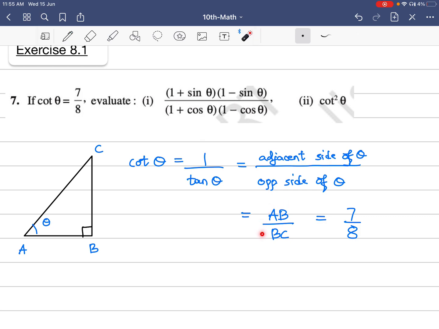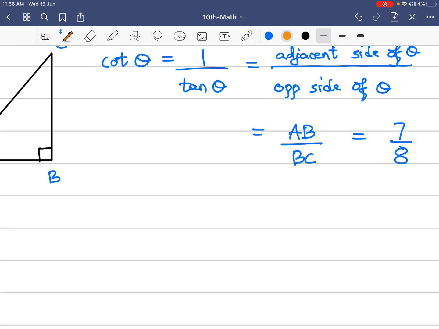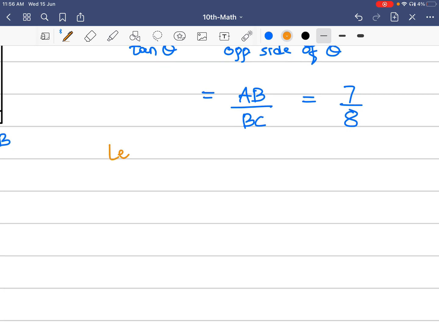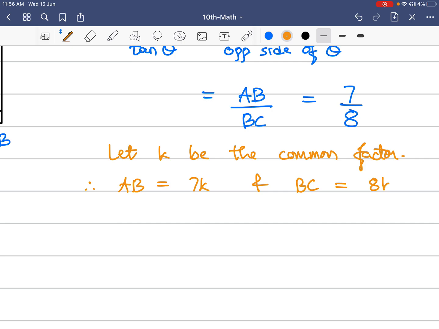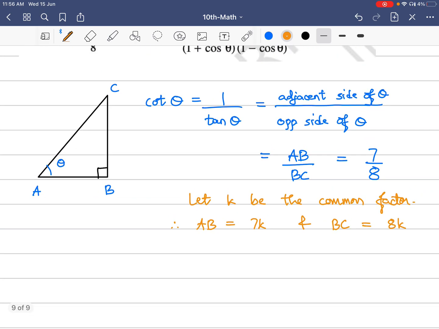So thus we get the ratio of two sides of our triangle, AB and BC, as equal to 7 by 8. Now let k be the common factor between these two sides. So therefore AB will be equal to 7k, that will be its length, and BC will be equal to 8k. So let me in fact note it down in this triangle. AB is going to be equal to 7k and BC is going to be equal to 8k.